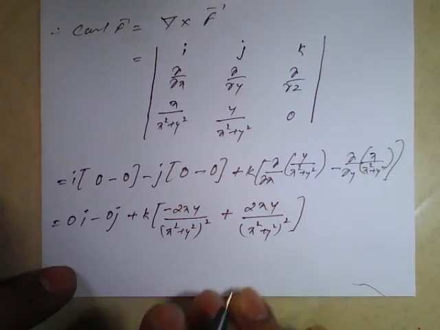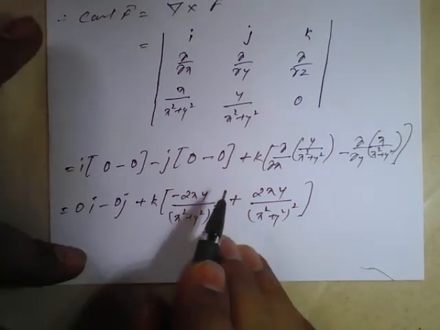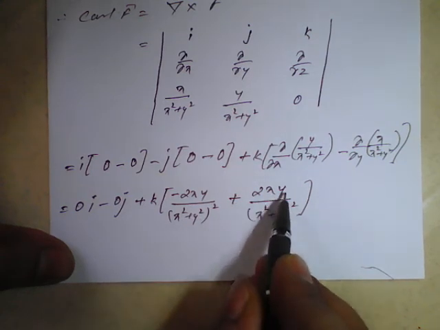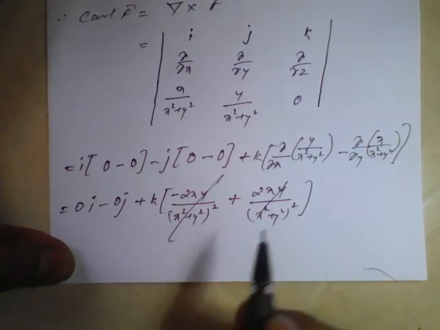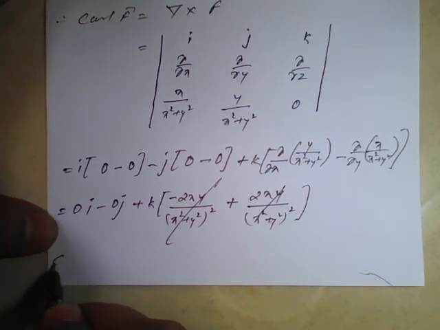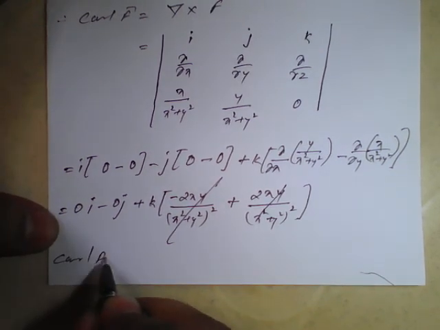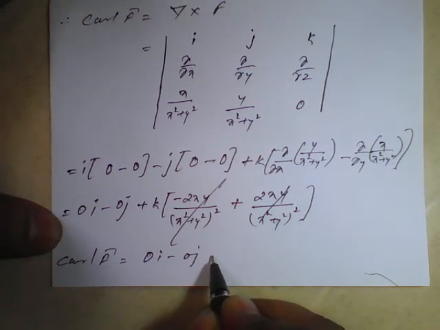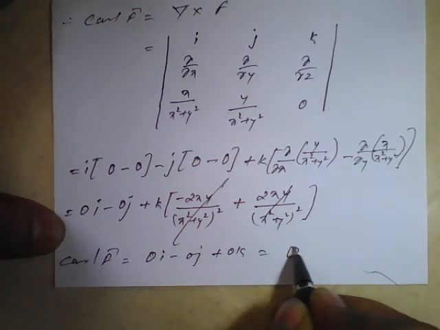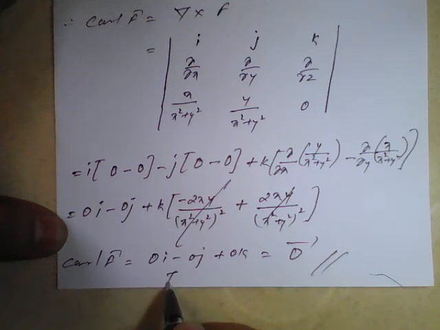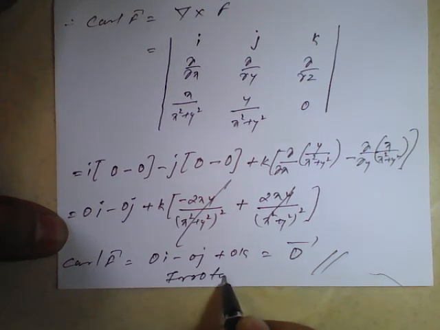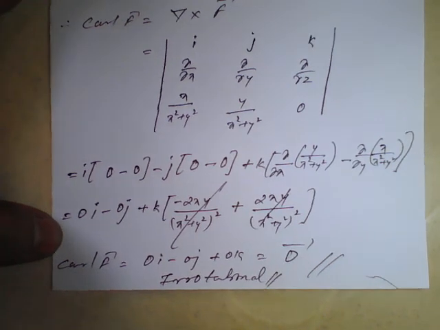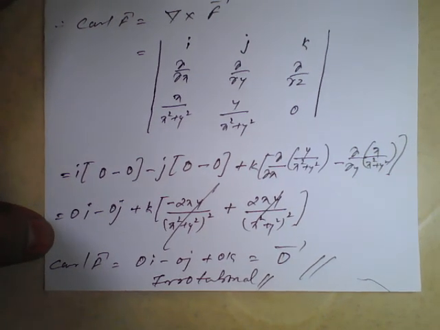On simplification you can find minus 2xy upon x square plus y square whole square and plus 2xy upon x square plus y square whole square, which cancel each other. So therefore curl of vector f is equal to 0i minus 0j plus 0k, which is nothing but the 0 vector, so it is irrotational. In this way the problems based on irrotational fields are simplified.